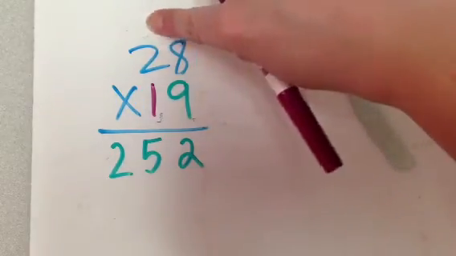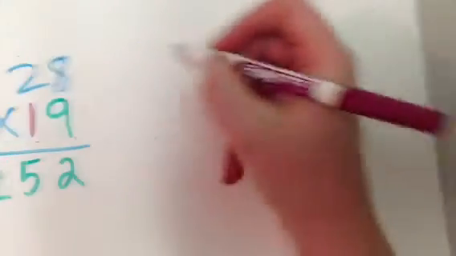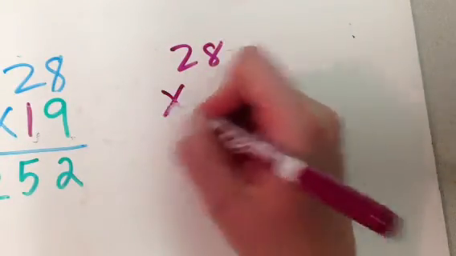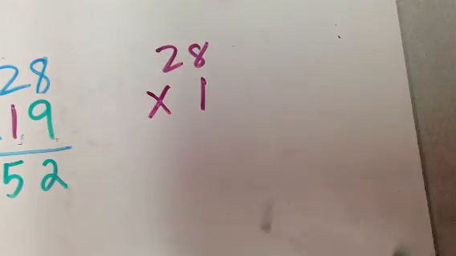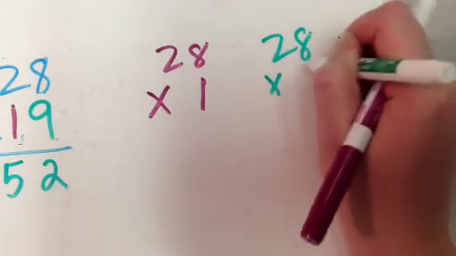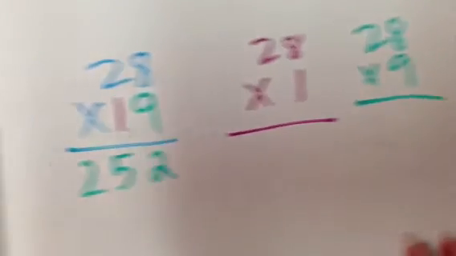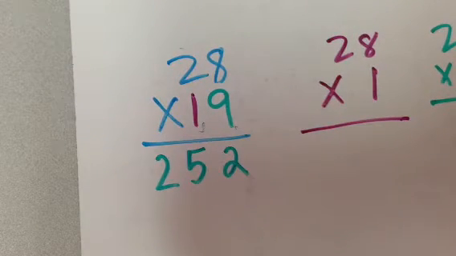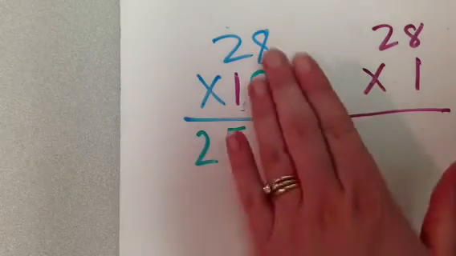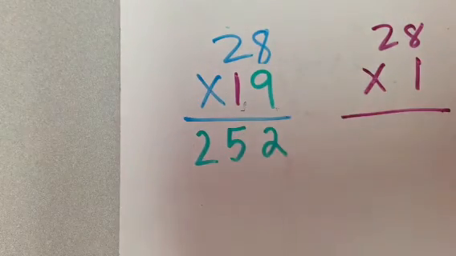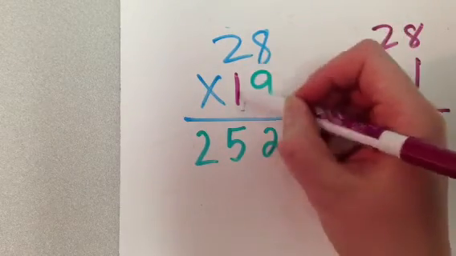Okay, so now I'm going to erase this because now we're going to ignore the 9. So it's like my problem becomes times 1, right? First I did 28 times 9, and now I'm doing 28 times 1, and I'm going to combine my answers together. Okay, so I'm going to write this one in purple. So we're ignoring the 9. I'm going to go 1 times 8, and then 1 times 2.